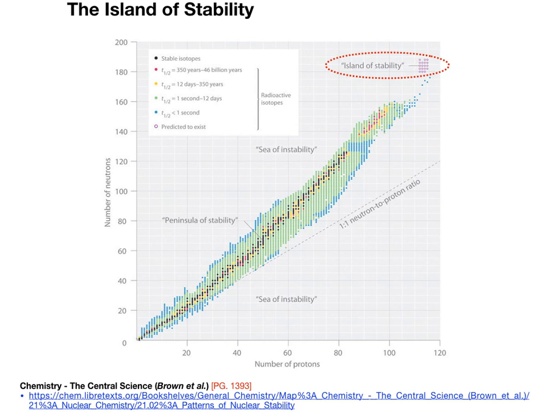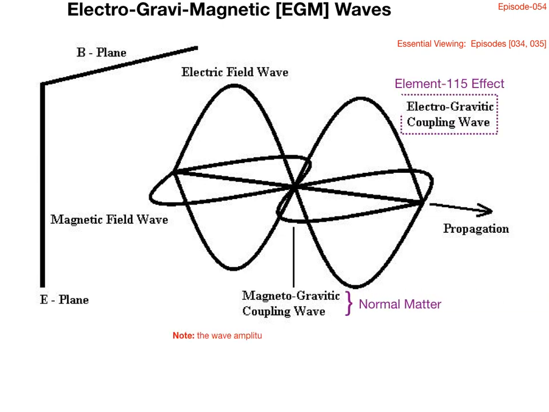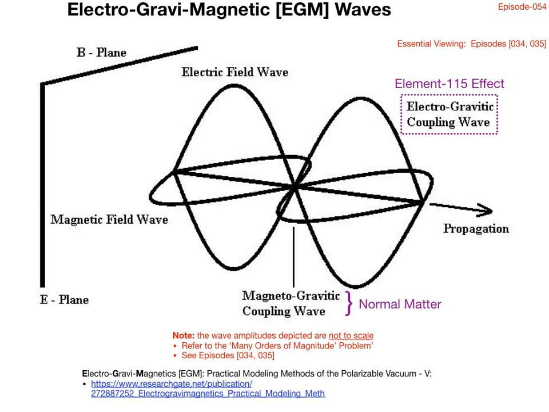In addition to solving the stability problem, you'll also need to consider the many orders of magnitude problem along the way. Let's talk about this a bit more. In episode 54, we presented the concept of EGM waves. These are the theoretical waves linking the solution to the many orders of magnitude problem with the hypothesized quantum vacuum inhibition effect we associate with element 115. This means that, in addition to the nuclear stability problem, you'll need to find a nuclear geometry solution satisfying the EGM waveform appearing on screen.